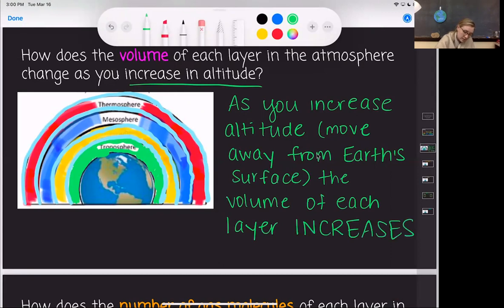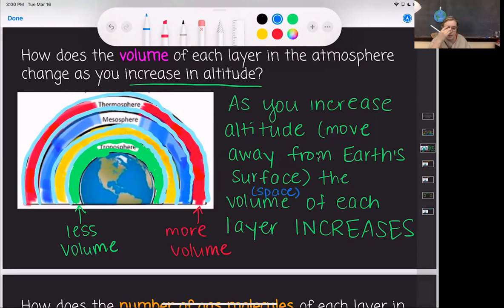So this red area has more volume, and this green area has less volume. So as you move out, there is more space, because volume is just a measure of space. As we move out, we get more space.